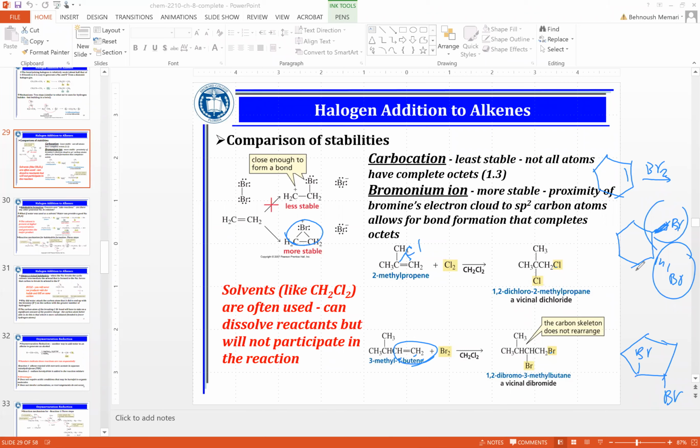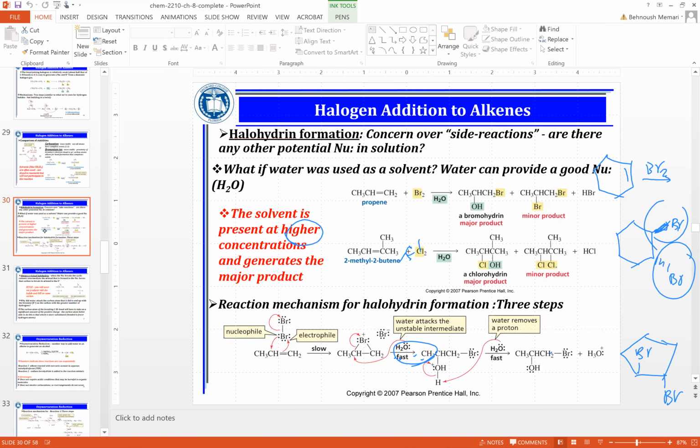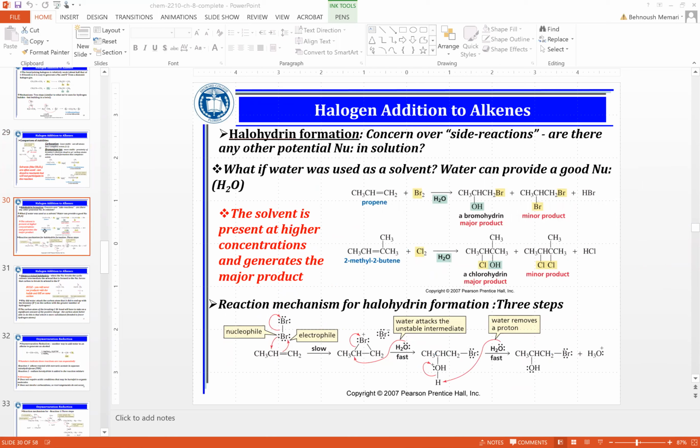Okay, next. Halohydrin. For addition of the halohydrin, you're adding Br2 and you're adding H2O. You add the Br2 first, or you add the Cl2 first, and then you add the H2O. So it's like a halohydrin.